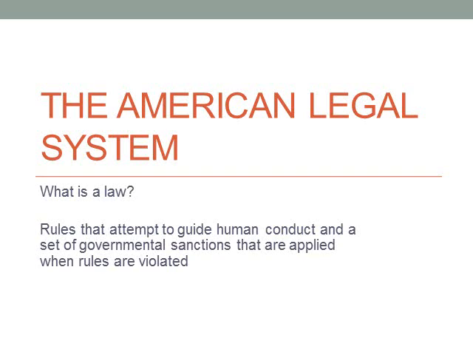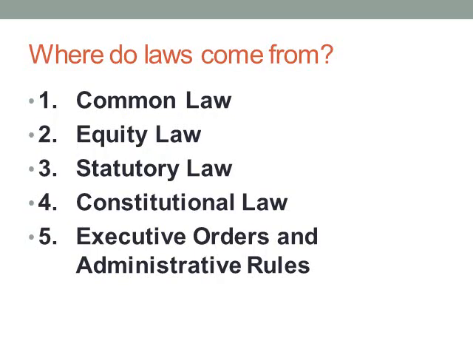It makes sense. But where do these rules come from? Where do these laws come from? There are 5 areas where these laws come from: the common law, equity law, statutory law, constitutional law, and executive orders and administrative rules. Now, common law and equity law you may see in readings combined together. I'll explain why once we work through them. I like to separate them because they have a different sort of purpose. So let's start with common law.